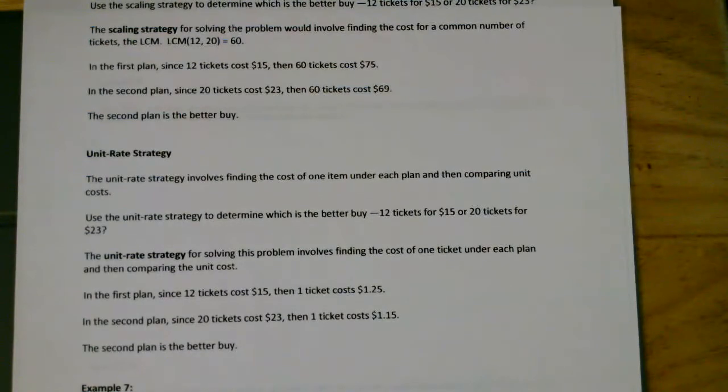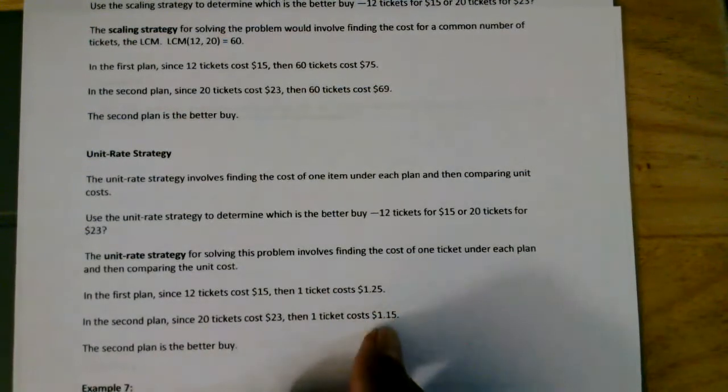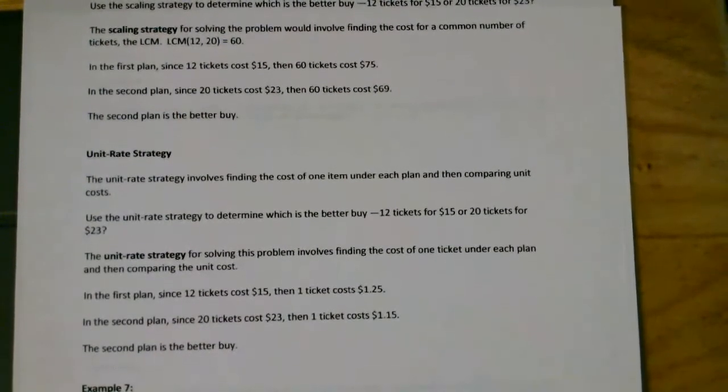And compare those unit prices. As you can see, $1.15 is cheaper than $1.25. That tells me that the second plan, 20 tickets for $23, is the better buy.